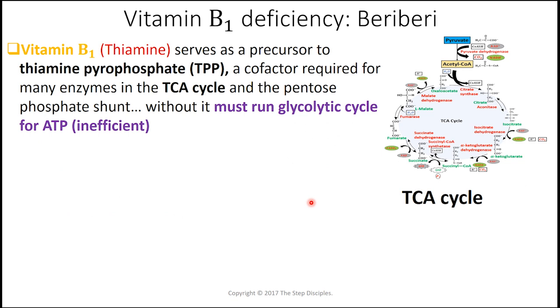We'll move on then to vitamin B1 deficiency. So associated with that is going to be beriberi. So vitamin B1 or thiamine serves as a precursor to thiamine pyrophosphate, TPP, which is the cofactor required for many enzymes in the TCA cycle and the pentose phosphate shunt. And without it, the body must run glycolysis for ATP, which is inefficient, right?